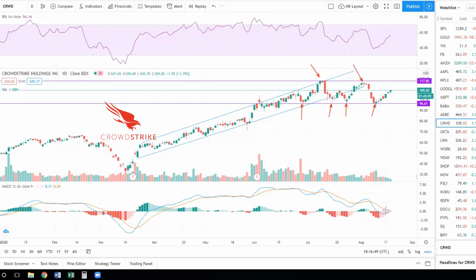Usually when that blue line crosses over the orange line, that's a bullish trend. And you can see right now in the next day or so, it looks like we're actually going to get that crossover. RSI is mid 50s right now. And the stock is trending up towards that 117, 118 level, trading at 109 right now.